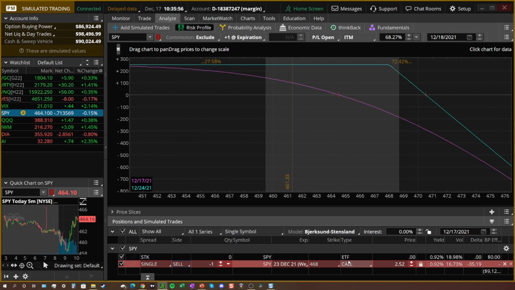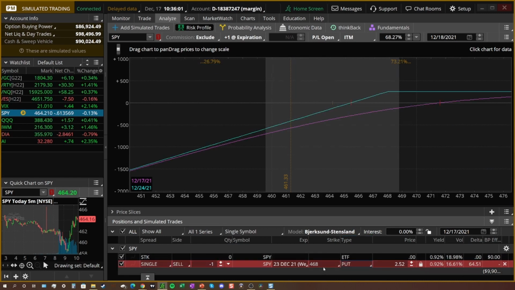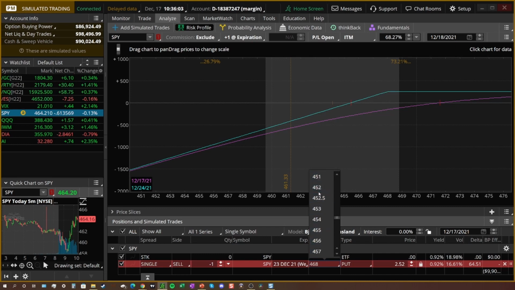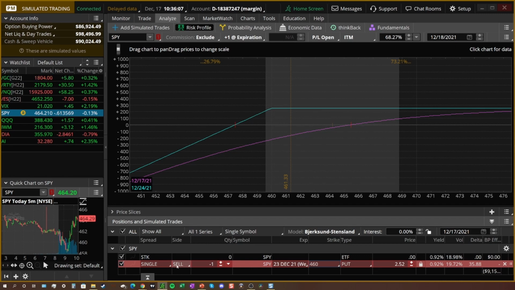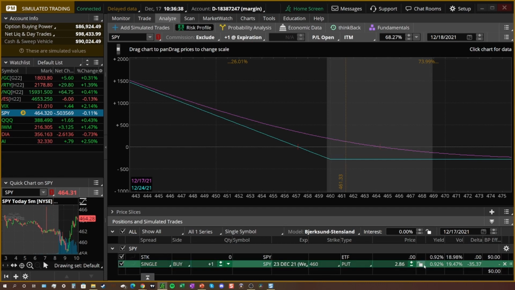Let's look at a put. I'm just going to change this over to put, and then I'm going to go a little bit lower, to 460. So this is a risk profile for buying a put, right? A 460 put option, December 23rd. We're buying one for, let's say, 286.